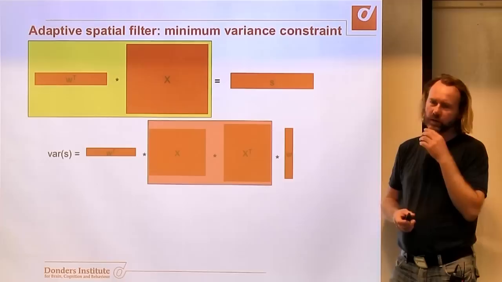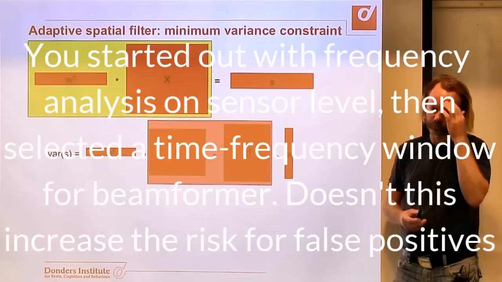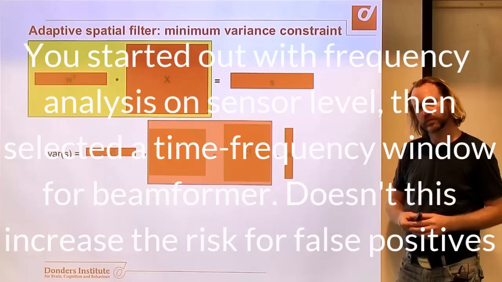In the frequency domain, you started out with the sensor level analysis and then specified the time-frequency window of interest. Yeah. And then beamformed only that. Yeah. Doesn't that increase the chance of getting false positives?